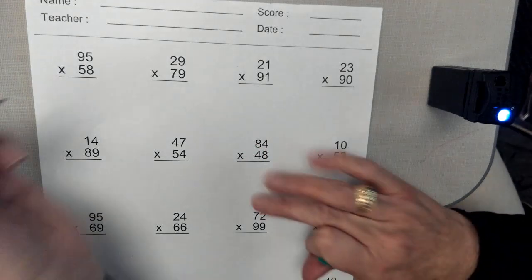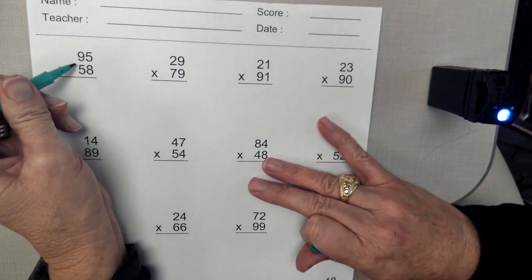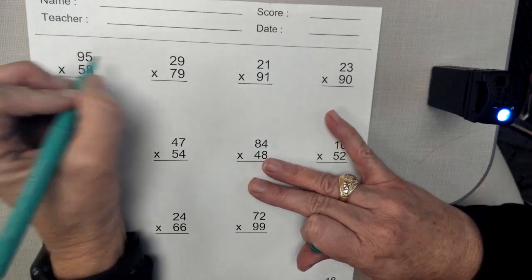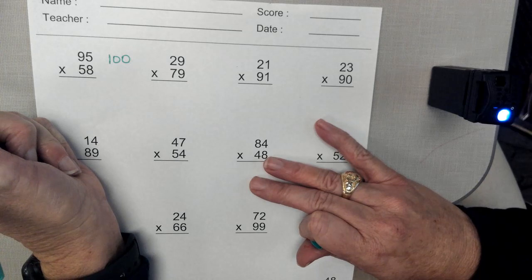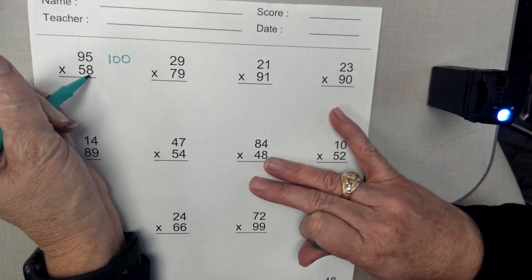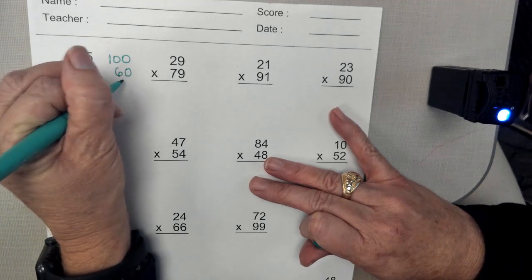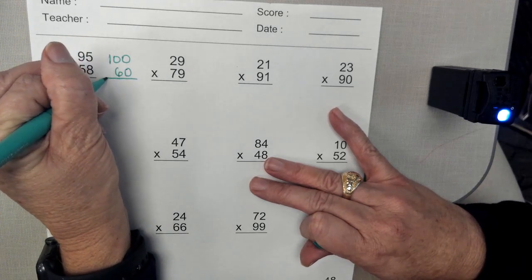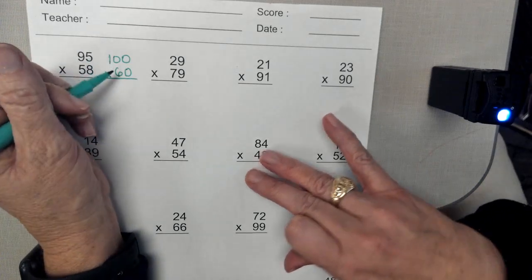The first thing I want to do is think about the number 95. When I think about the number 95, I think about it being closest to 100. So 100 is my estimated number. When I think about the number 58, I think about rounding that to 60. It's closest to 60. Now when I have those two estimated pieces, I'm going to multiply.